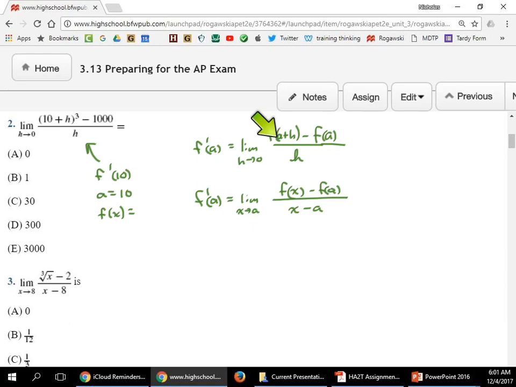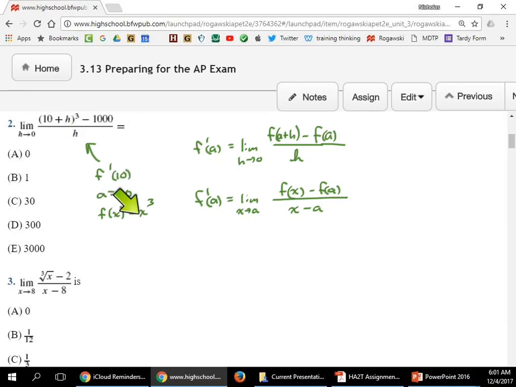So what is my function right here? If a is 10, I have 10 plus h. What is the function doing to 10 plus h? It looks like it's raising it to the third power. So that must mean that my function is x raised to the third power.